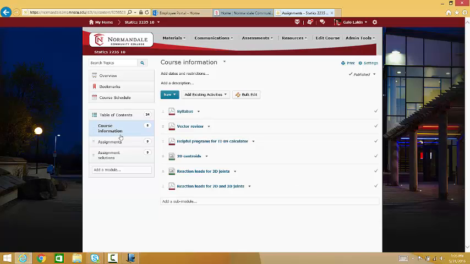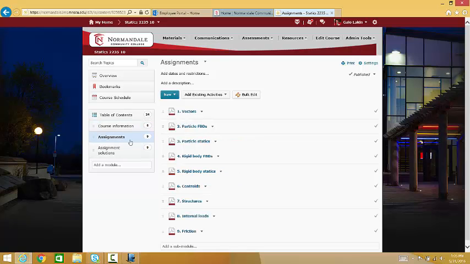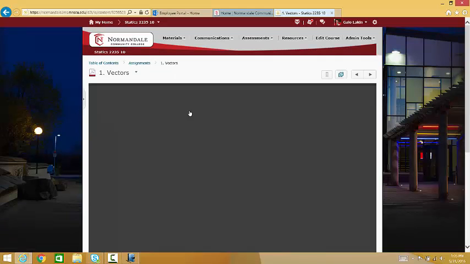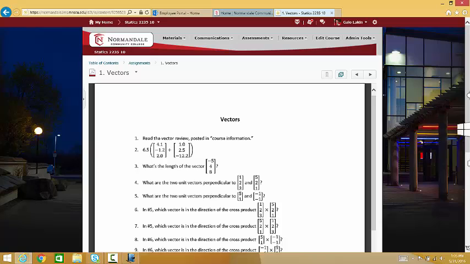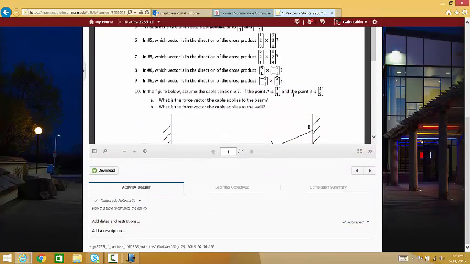Then, after course information, there are the assignments. These are all the problems for the class right here, broken up into categories. The ones that you have to do today are the vector problems. Most of the time you won't do a whole set of problems in a single day. They'll be spread over a couple of classes. But each of these, if you click on vectors, those are the problems for today.